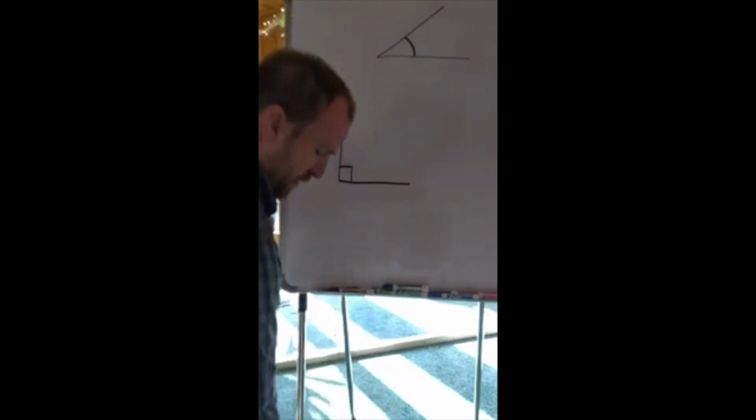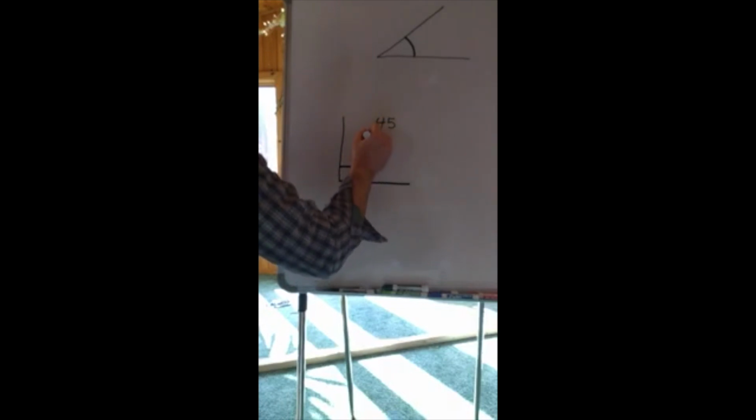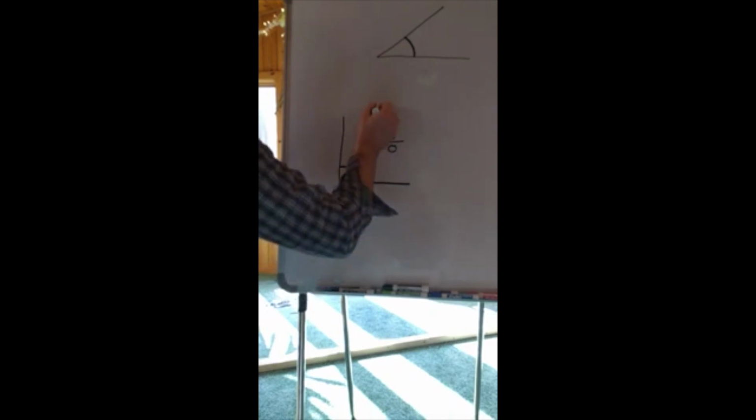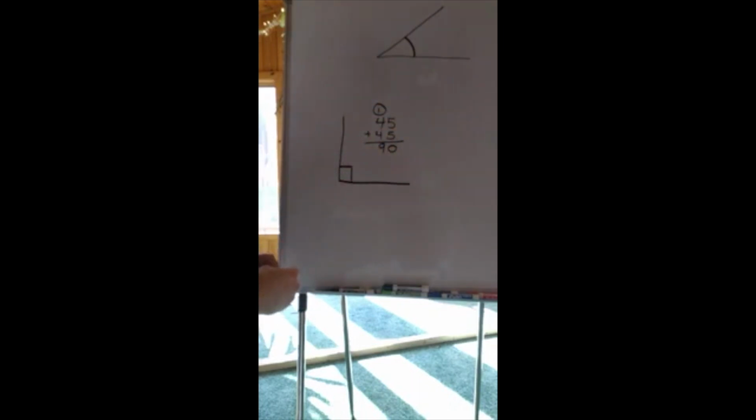Now check this out. 45 plus 45 equals, 5 plus 5 is 10, so put the 0, carry the 1 up. 4 plus 4 is 8, plus the 1 is 9, so 90.